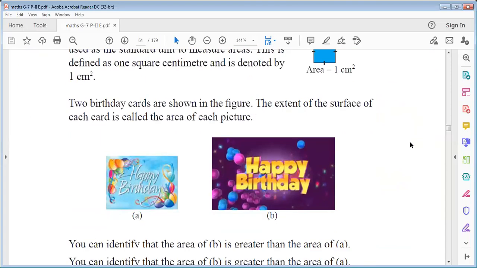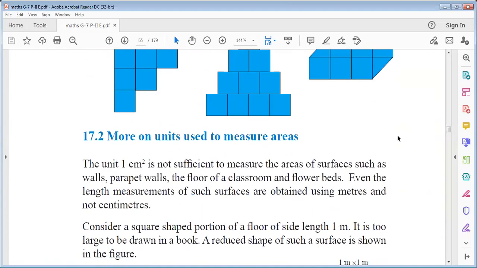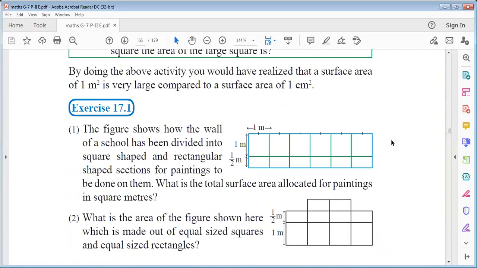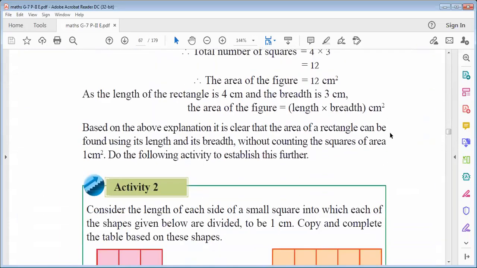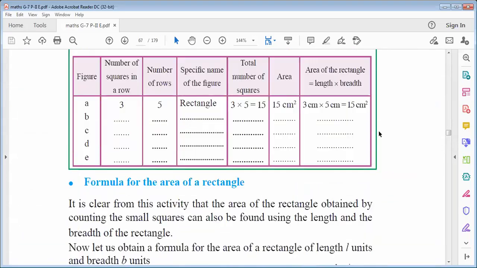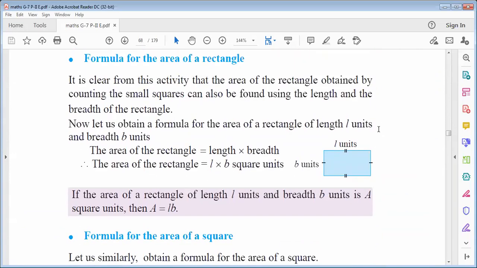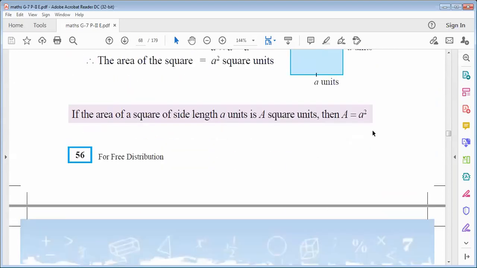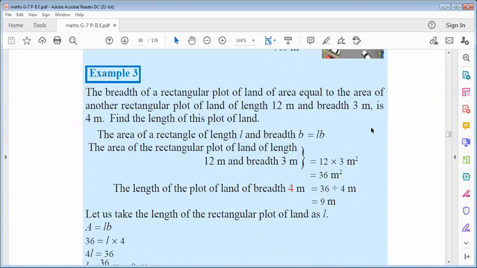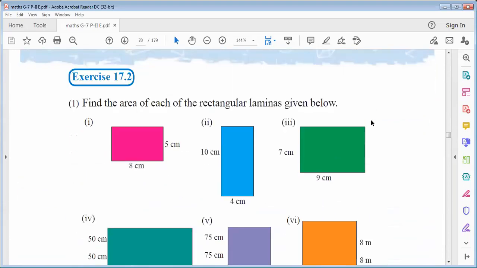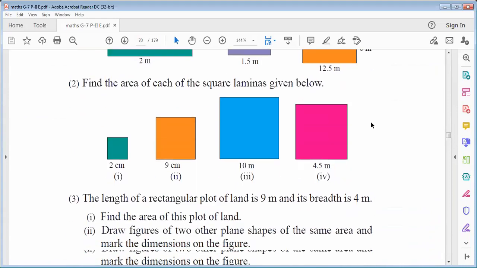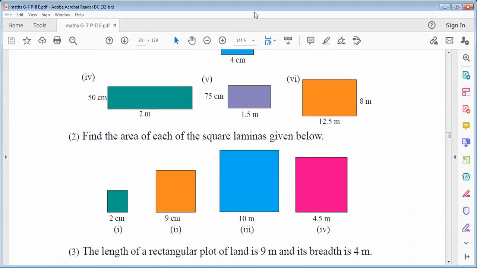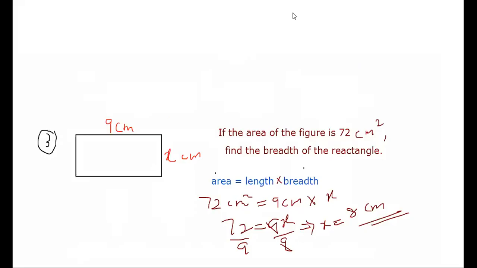Right, I think you wrote the examples in your book. Then next we have to study how we find the area of composite figures. Before that, I will do another example. Write it down as the fourth example.